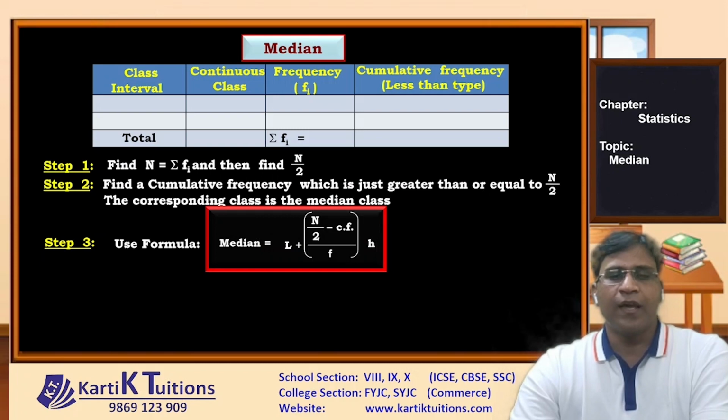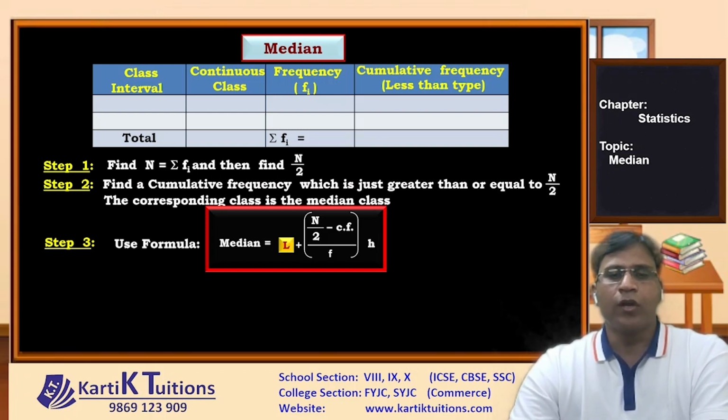L plus n upon 2 minus CF upon F into H. Sir, is it small? Yes, it's a very small formula. What is the formula? L plus n upon 2 minus CF upon F into H. Now let me tell you all what these initials stand for.